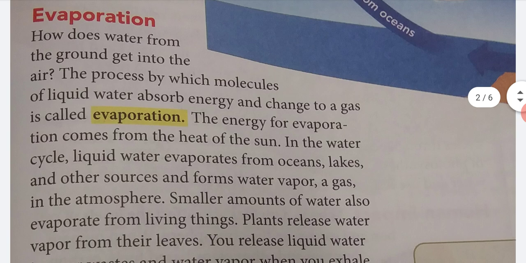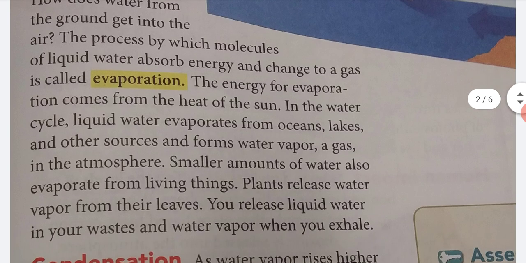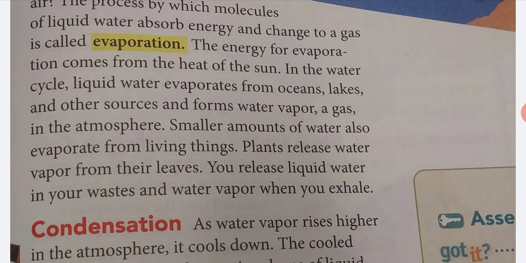Evaporation. How does water from the ground get into the air? The process by which molecules of liquid water absorb energy and change to a gas is called evaporation. The energy for evaporation comes from the heat of the sun. In the water cycle, liquid water evaporates from oceans, lakes, and other sources and forms water vapor, a gas, in the atmosphere. Smaller amounts of water also evaporate from living things. Plants release water vapor from their leaves.